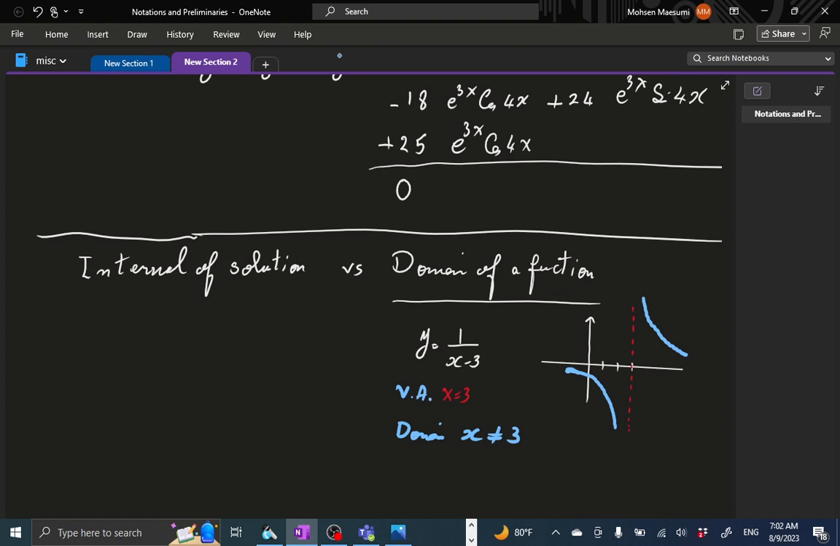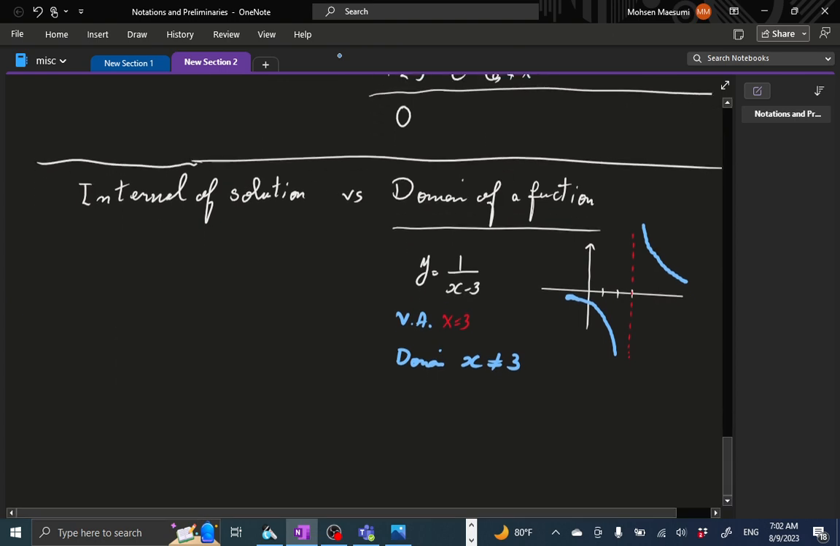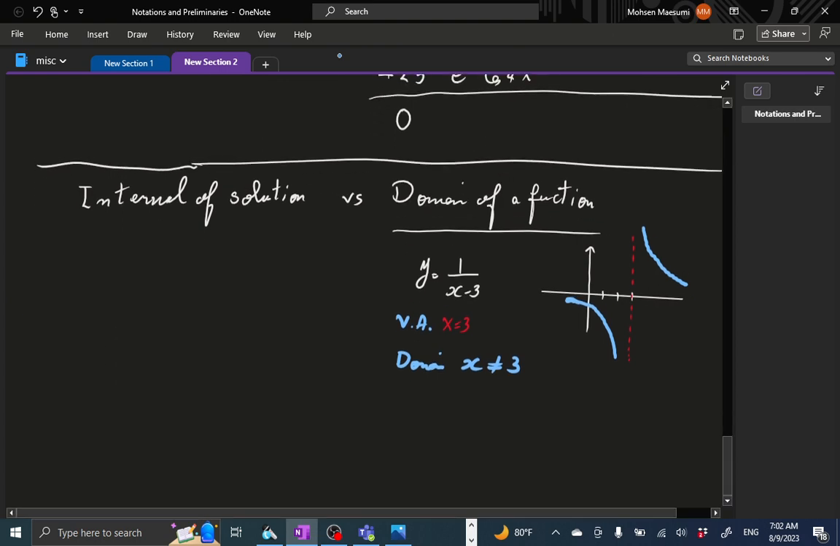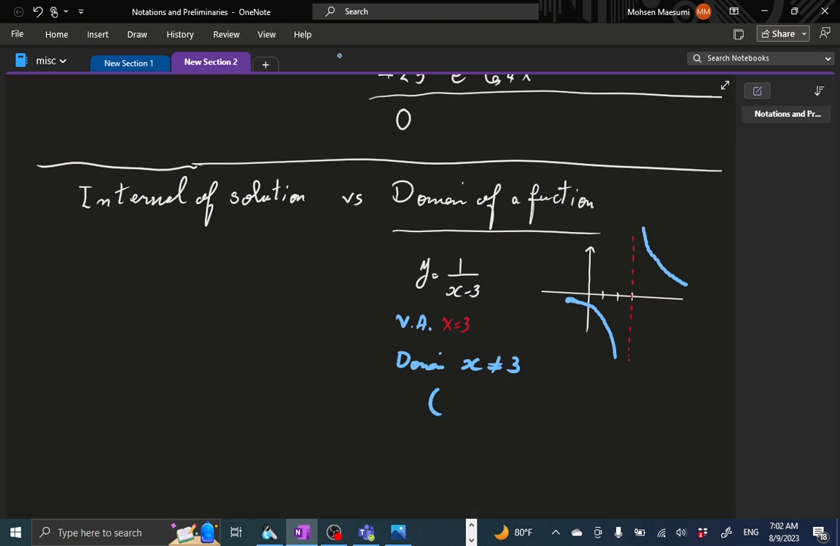Here's my vertical asymptote. x equal to 3 cannot be used in the equation because it gives you infinity. So the domain is x different from 3. So in college algebra or calculus, they say what's the domain of this function? The answer is you can go from minus infinity to 3 and then jump over to the other side and then go from 3 to infinity. Pick anything from the left or right. That's fair game.